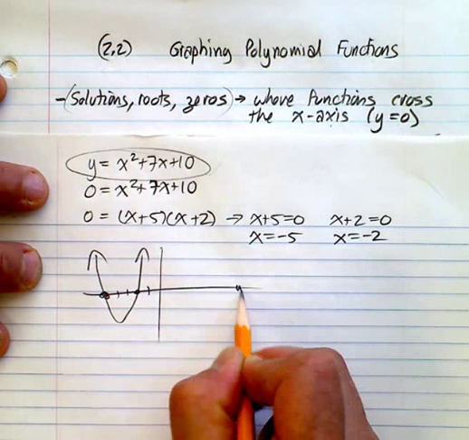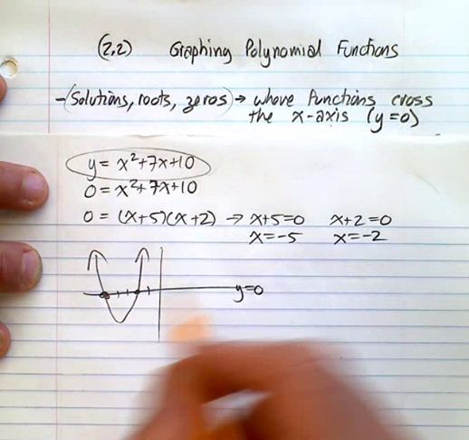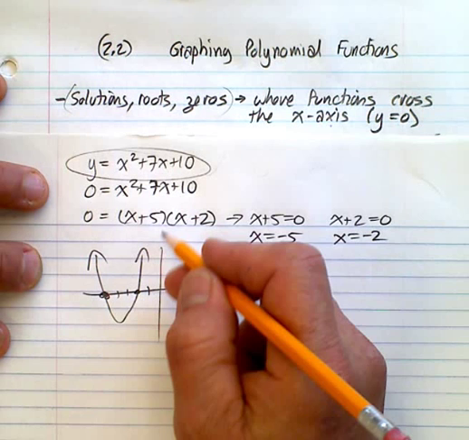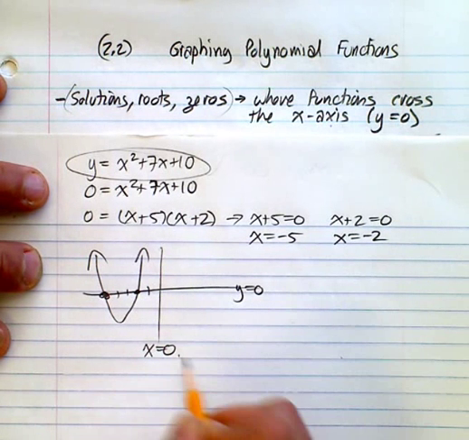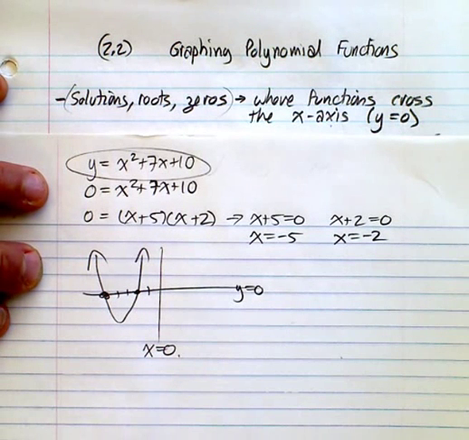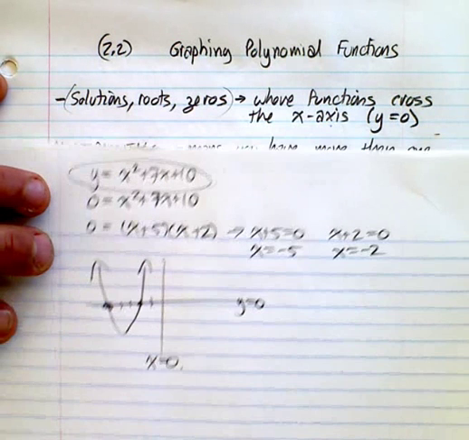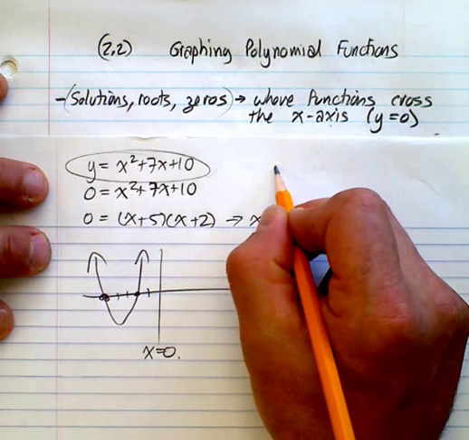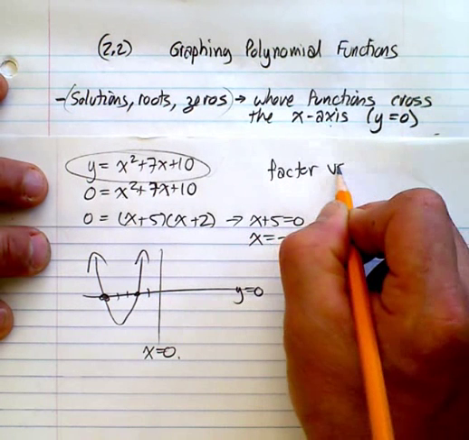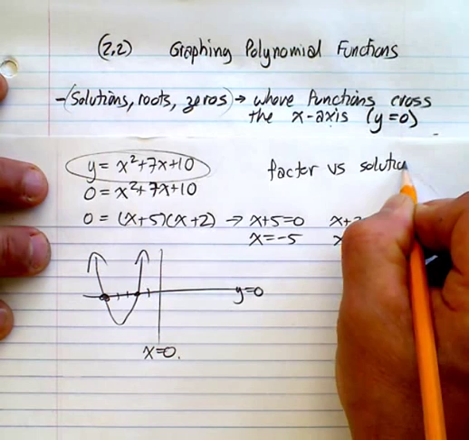Now when it's equal to 0, you're looking at these points, right? Because this is y equals 0. On the x-axis, y is equal to 0. Similarly, on the y-axis, x is equal to 0, okay? And that's how we find x-intercepts. So there's a lot of things that you have to get here, okay? And you have to understand the difference between the factor versus the solution, okay?